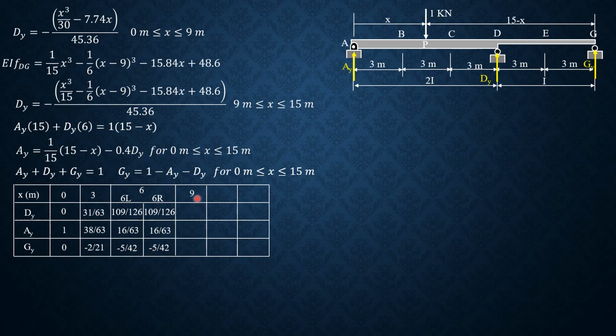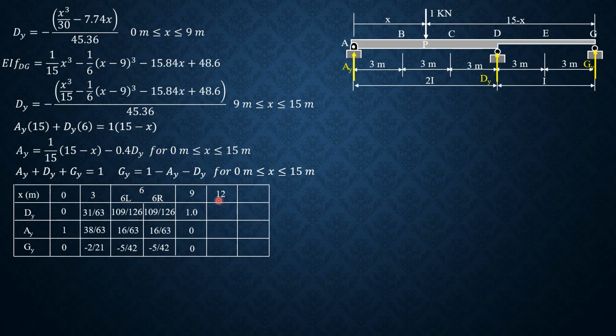Next is when x is 9. dy is the negative of quantity 9 cubed over 30 minus 7.74 times 9 over 45.36. It's equal to 1. So ay is 15 minus 9, which is 6 over 15, 0.4. Then 0.4 minus 0.4 of 1 is 0, so ay is 0. Then gy is 1 minus 0 minus 1, so it is also 0.